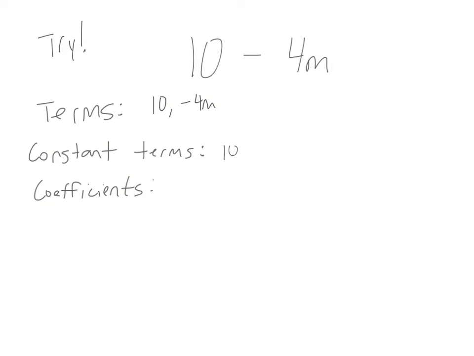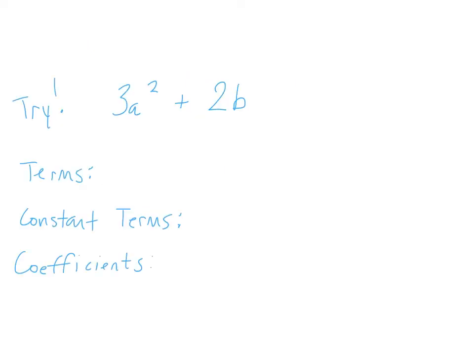And then what about coefficients? What's the number being multiplied by a variable? Our variable is m. And what's being multiplied by it? The 4, right? Wrong. What kind of 4 is that? It's a negative 4. Okay, so there you go. Alright, so one more here. Give this one a try and see how you do.